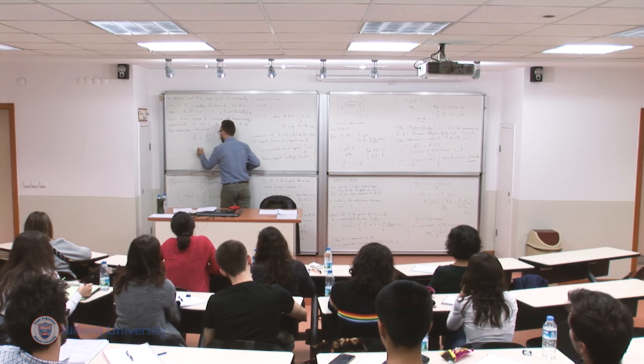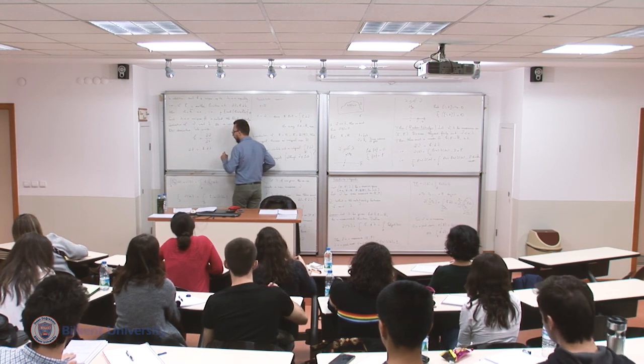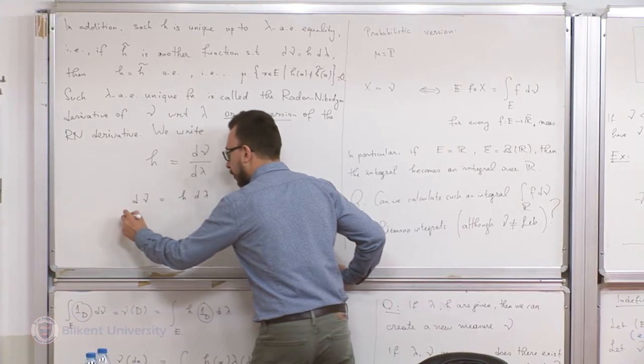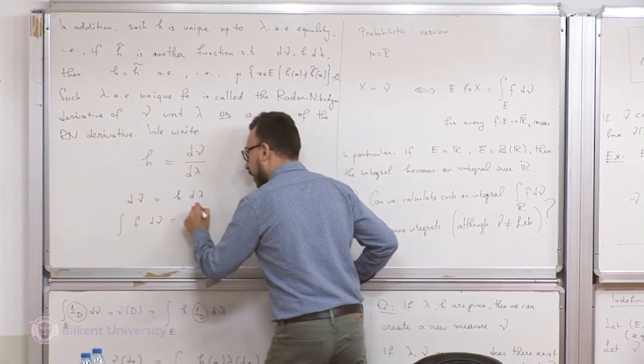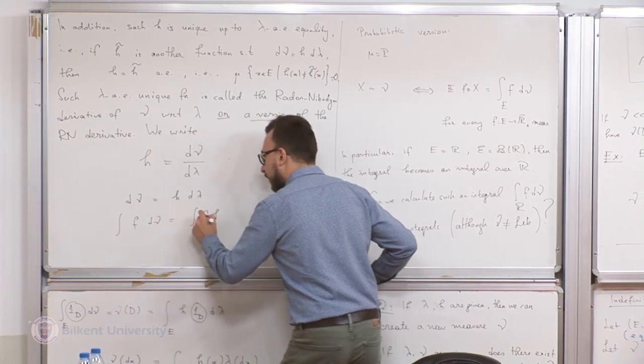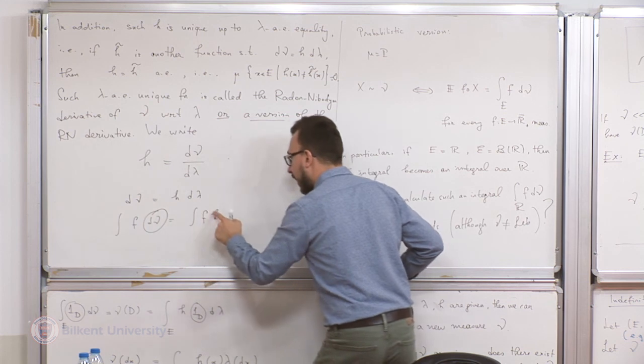d nu equals h d lambda. So what does that mean? Whenever you need to integrate, always replace d nu with h d lambda.